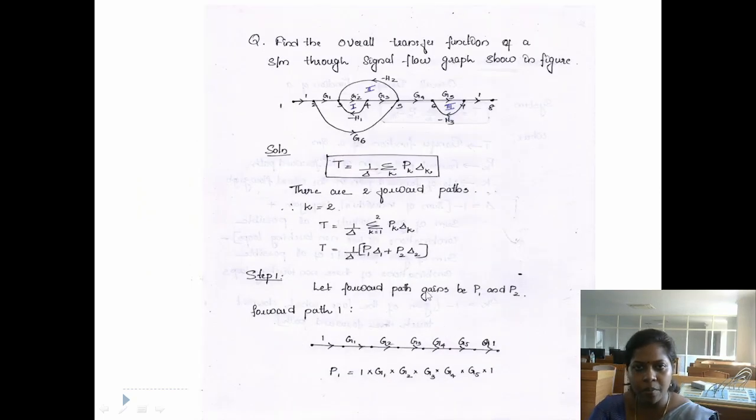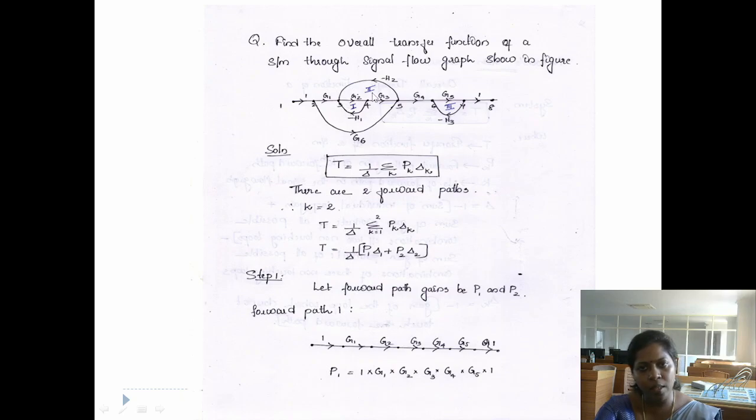So in this diagram, for non-touching loops, there should not be any common node between the two loops. Here, for loops 1 and 2, we can see common nodes 3 and 4. And for loops 1 and 3, there is no common node. This is our loop number 1 and this is our loop number 3. So for these two loops there is no common node, so it is one combination of non-touching loops.